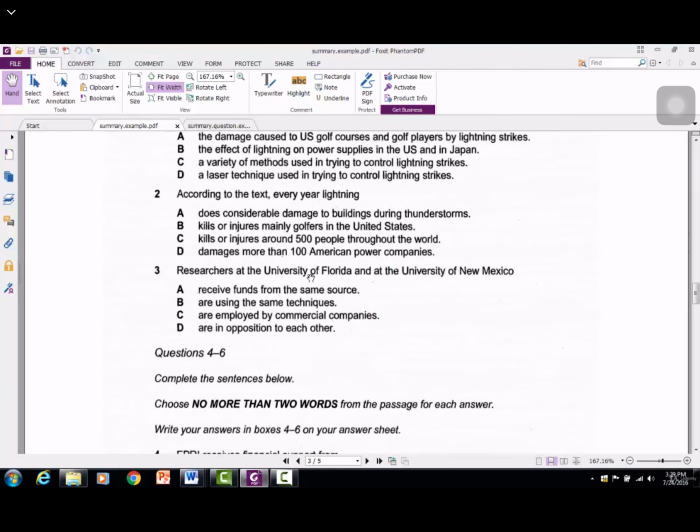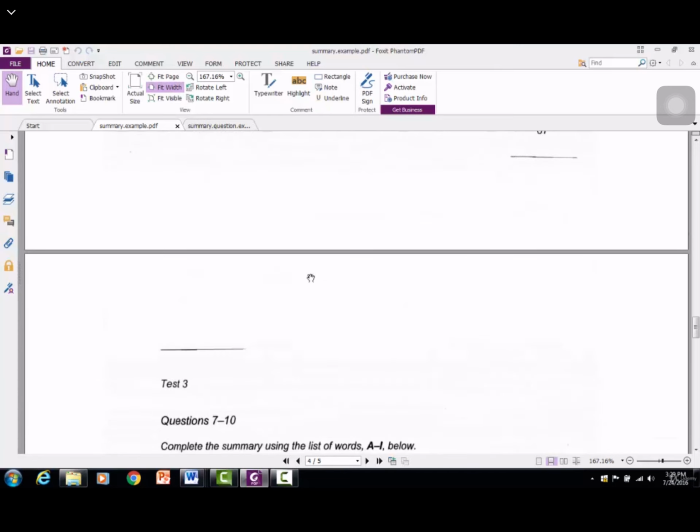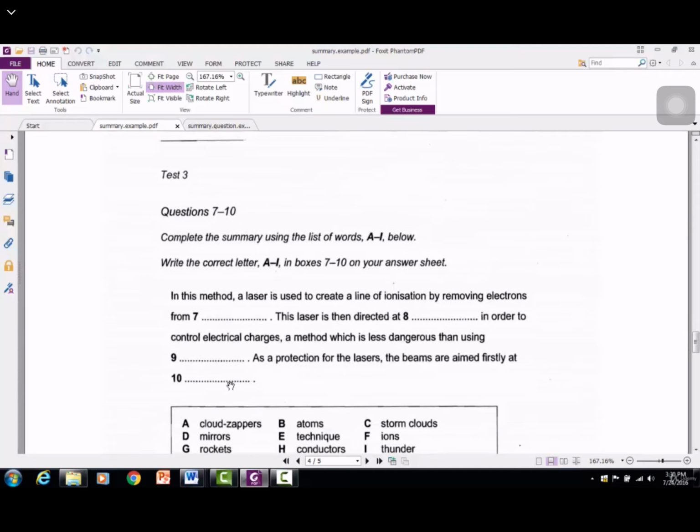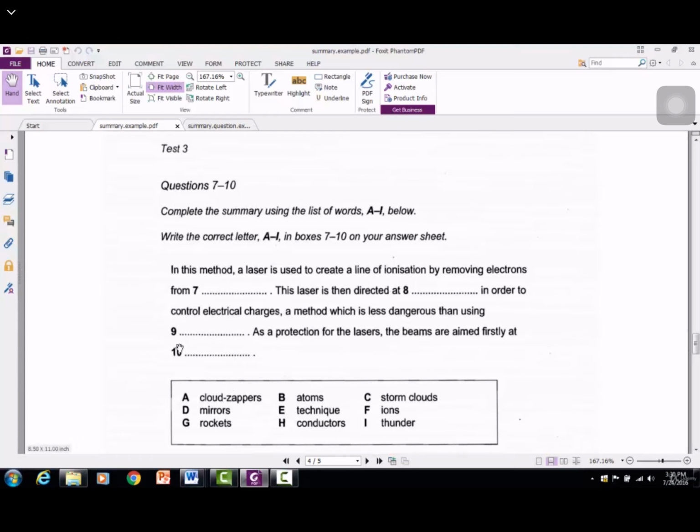So the answer for number 9 is rockets. Wow, that is really cruel what the IELTS people are doing there. But that's what I told you. I told you that it's possible that information can come from different paragraphs. And they took information from two different parts and combined it together. So that means the answer for number 9 would be G.